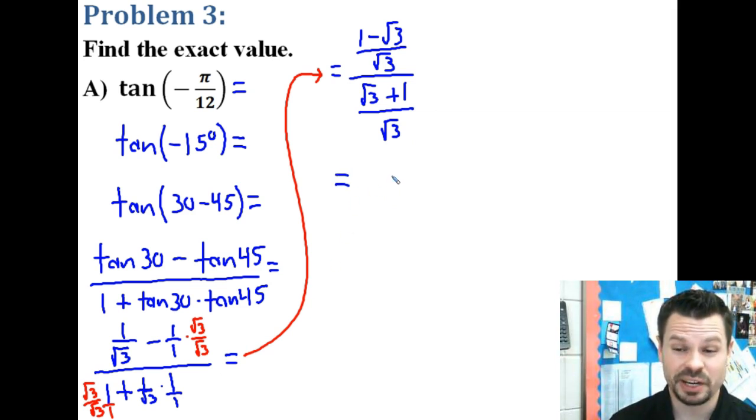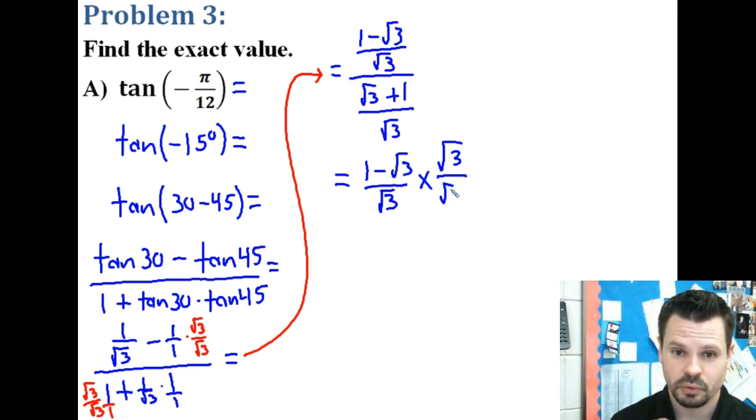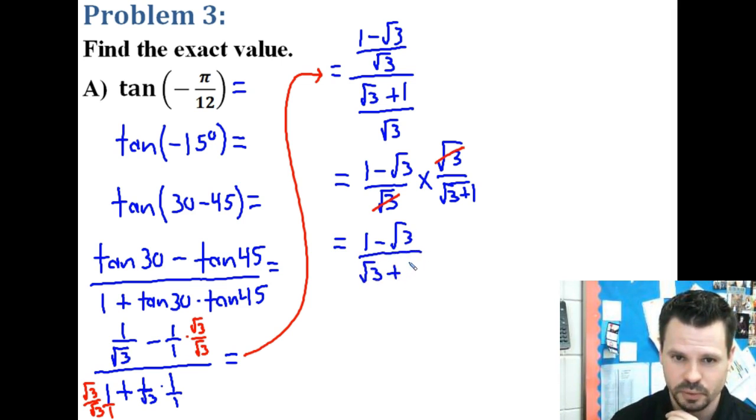Now I can take care of my division of fractions by switching to multiplication. This is the first fraction flipped right side up, so 1 minus root 3 over root 3, times the second fraction flipped upside down, so that'd be root 3 over root 3 plus 1. Now, a nice thing happens here: one of our root 3's cancel, so things are starting to look simpler. So we have 1 minus root 3 over root 3 plus 1. Still looking ugly here.